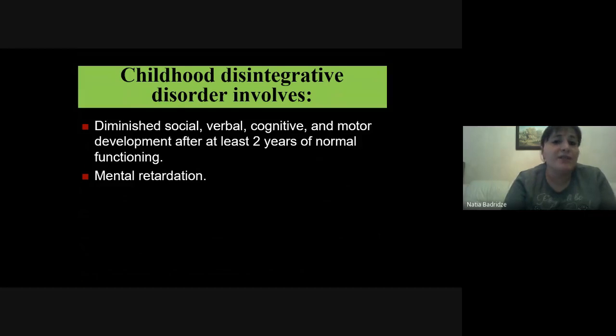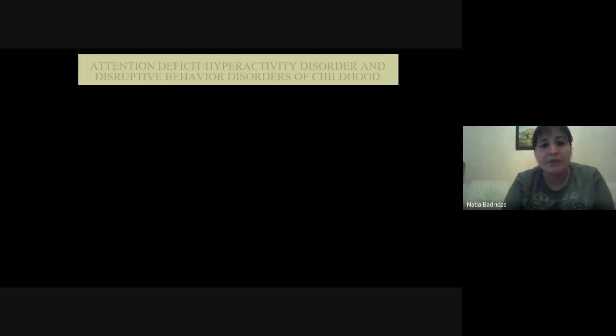Childhood disintegrative disorder involves diminished social, verbal, cognitive and motor development after at least 2 years of normal functioning, and also there is mental retardation. So these pervasive developmental disorders symptomatically resemble each other, so they have similar symptomatology. That's why they are included in this general category, pervasive developmental disorder.